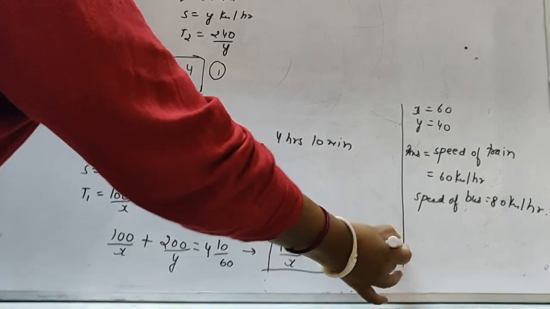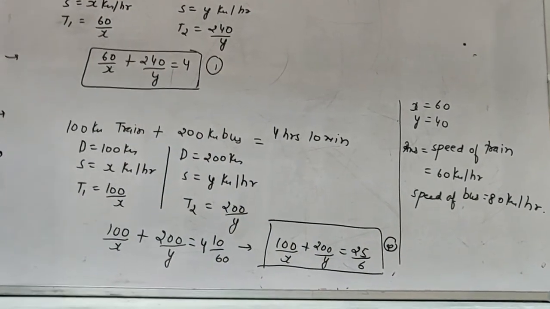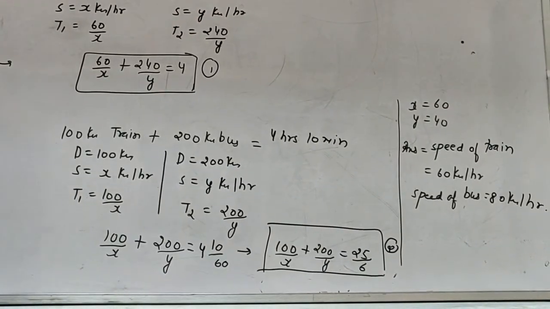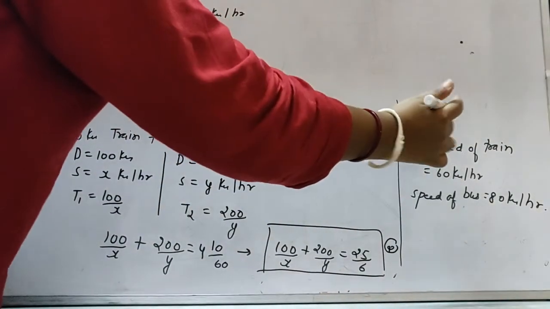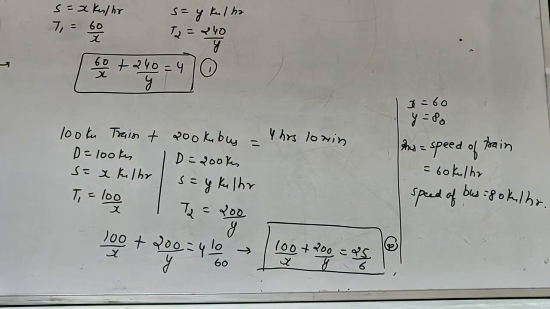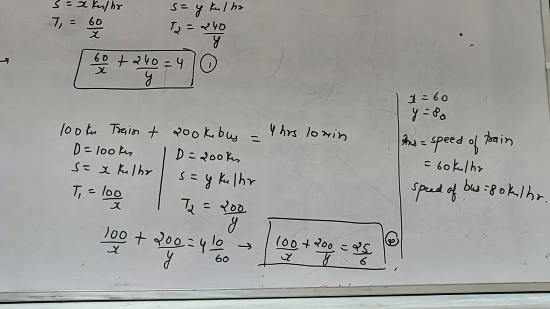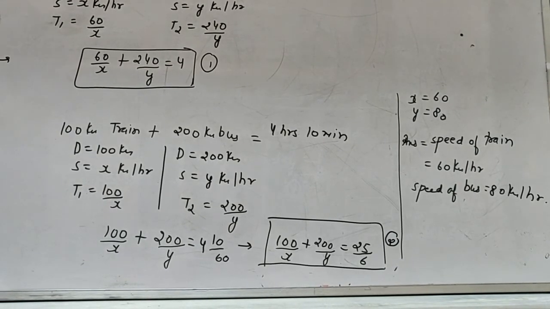Now how are you going to solve it? Let 1 upon x equal a and 1 upon y equal b. Solve both the equations. After solving, what will you get? Your x will come as 60 and your y will come as 80. Correct? So you will get x equals 60 and y equals 80. It means the speed of the train is 60 km per hour and the speed of the bus is 80 km per hour.